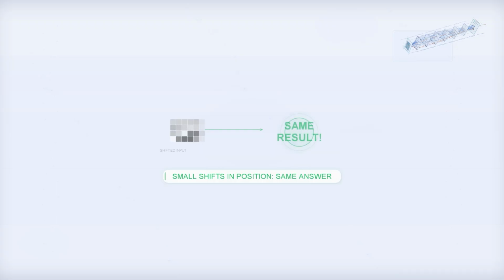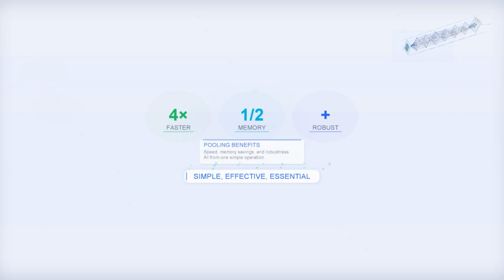Pooling also makes the network more robust. If the cat shifts a few pixels, the answer stays the same. Small changes in position don't fool the network anymore. 4 times faster, half the memory, better generalization. That's pooling, simple, effective, essential.